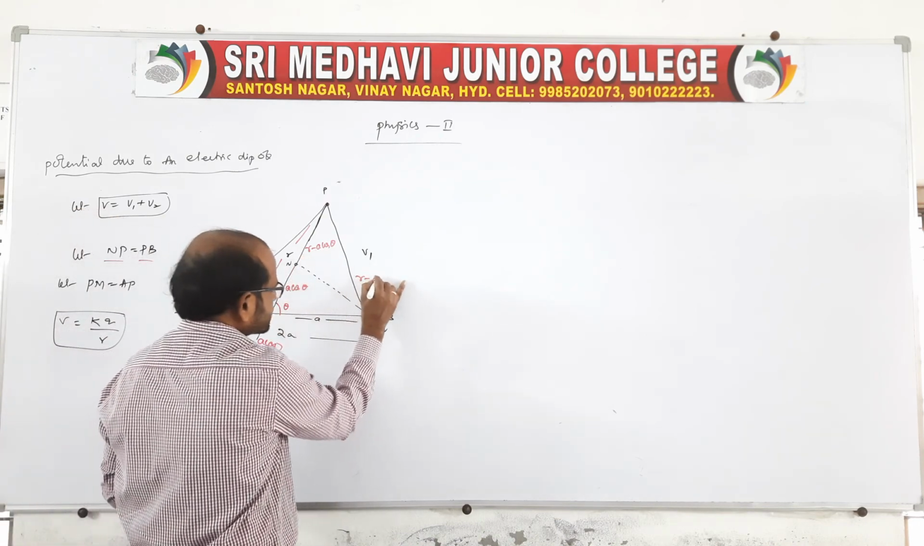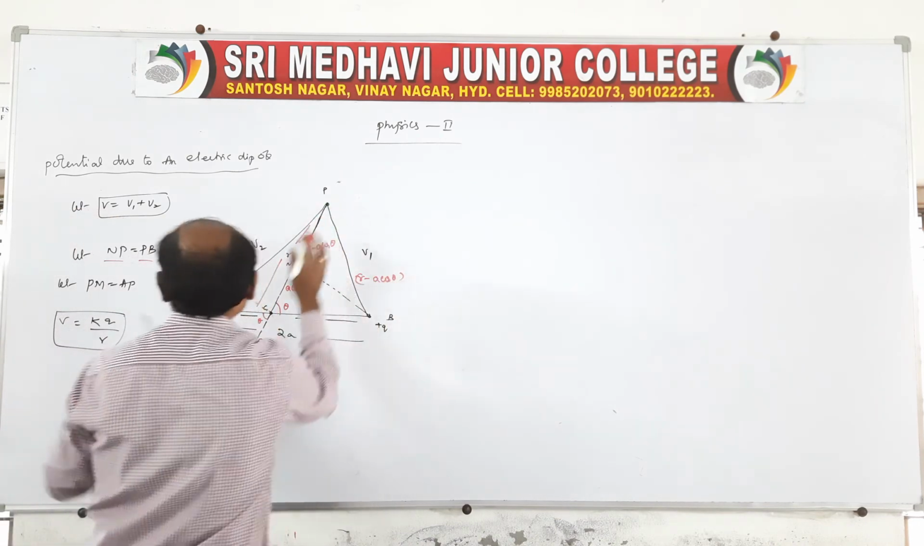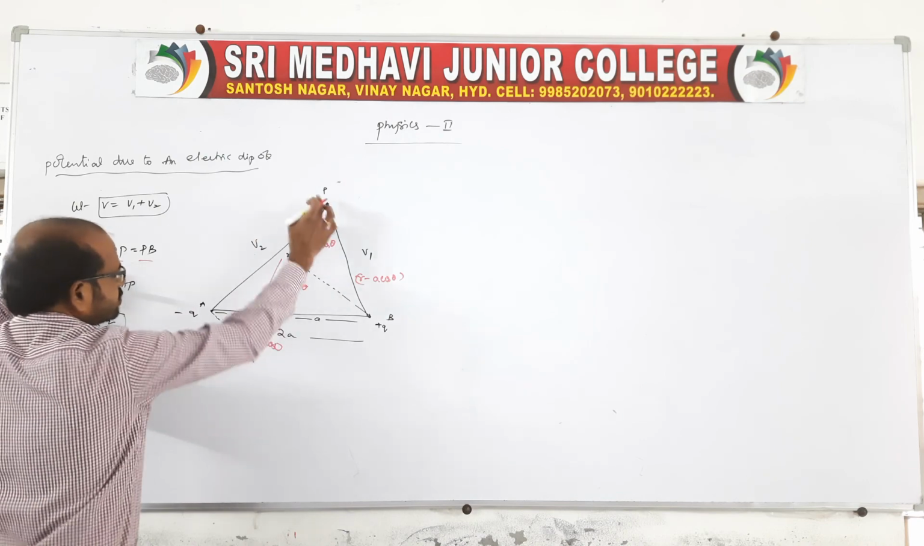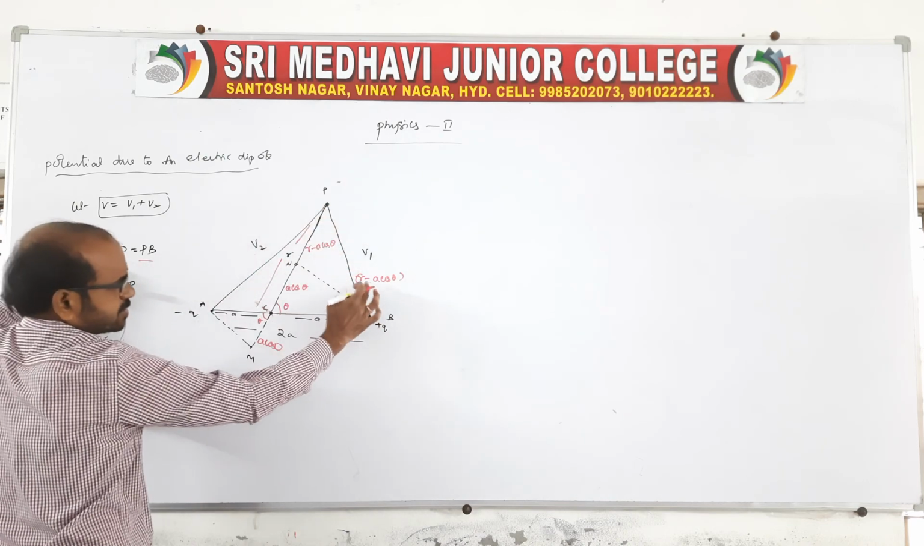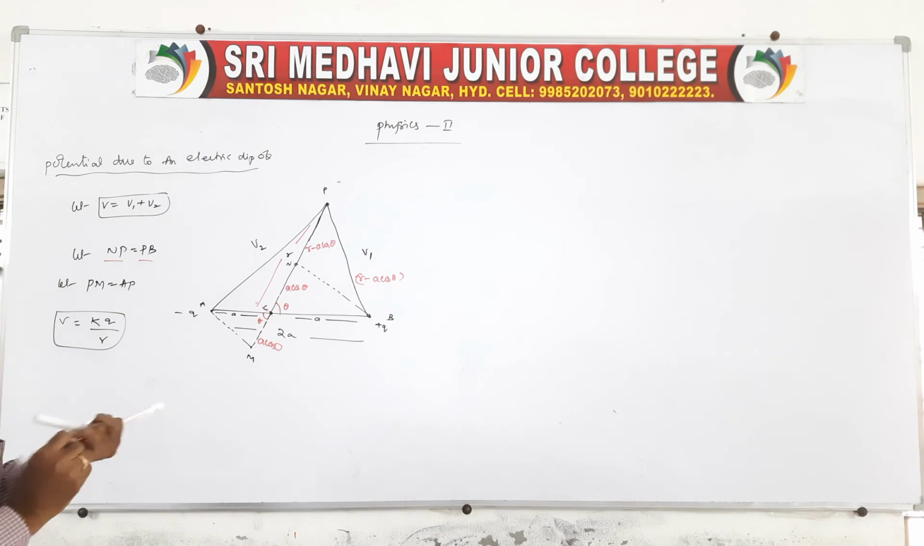Therefore this is also R minus A cos theta only, because here the condition is NP is equal to BP. So that is R minus A cos theta. This is point 1.